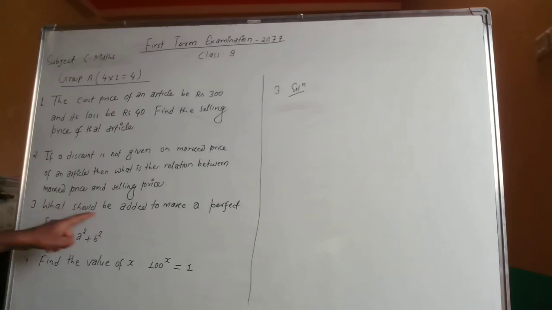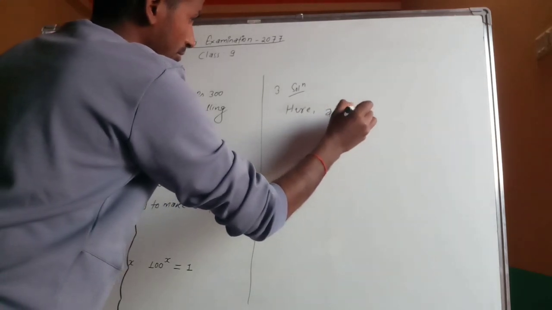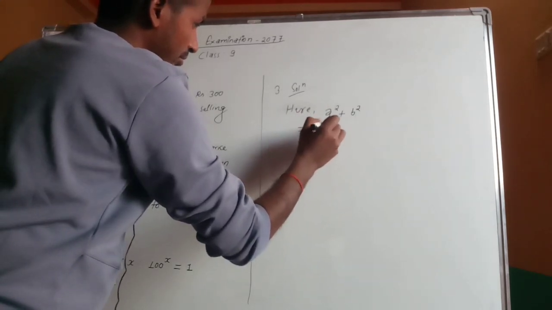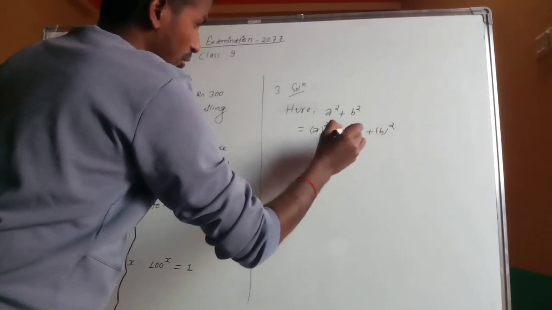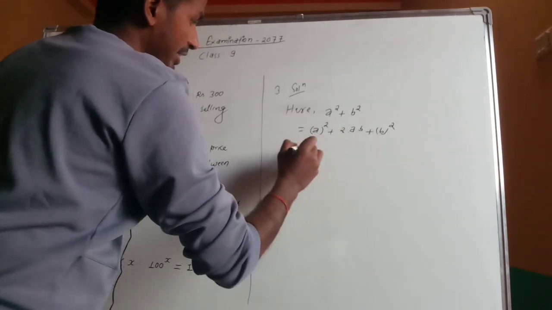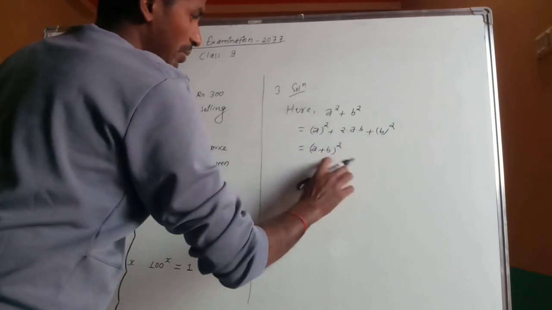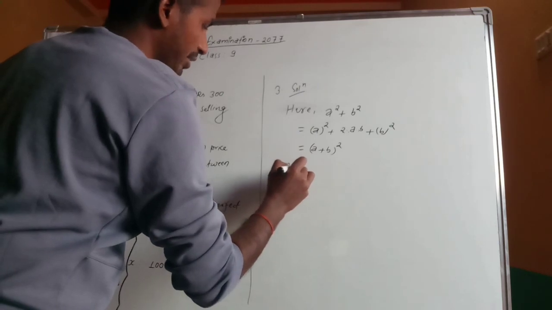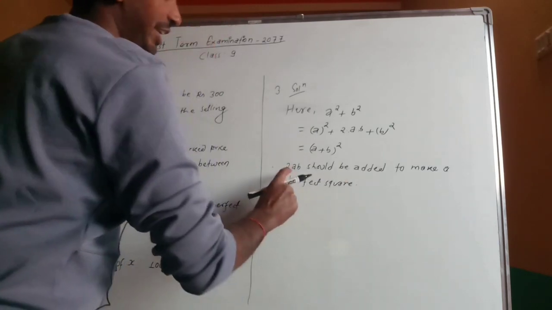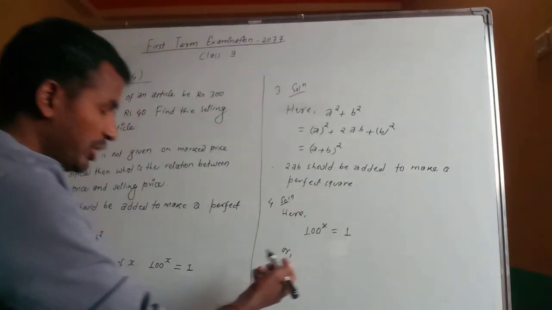Question number 3. What should be added to a square plus b square to make a perfect square? A square plus 2ab plus b square is a plus b whole square. That means 2ab should be added to make a perfect square. You can write down only 2ab should be added to make a perfect square. That's enough.